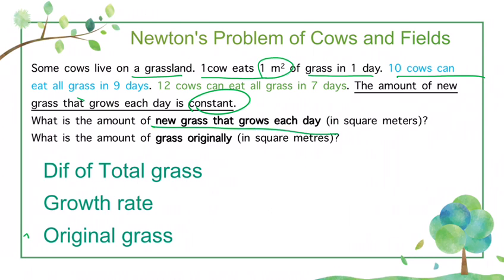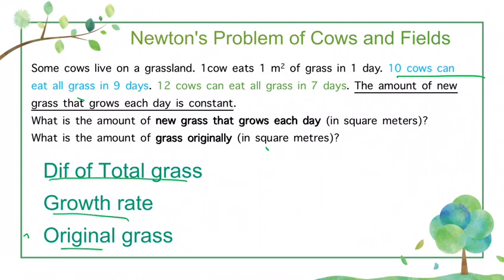Okay, you need to calculate the growth rate. What is the amount of grass originally? Actually, it's the same as the last question on the paper, right? On the practice. We know there are 3 key points in the problem of cows eating grass: the difference of total grass, the growth rate, and the original grass. If you want to handle this kind of problem, there will be 2 situations in the question.